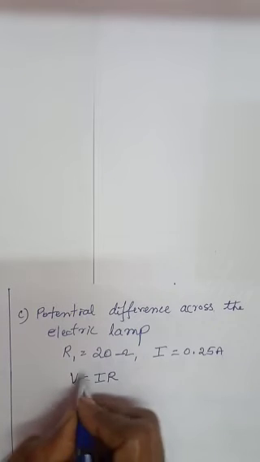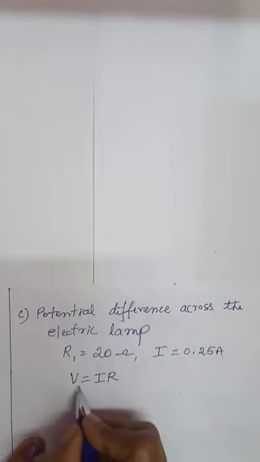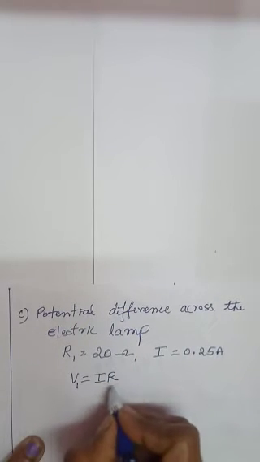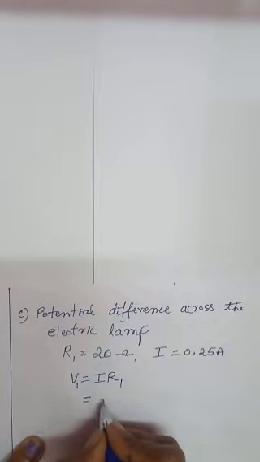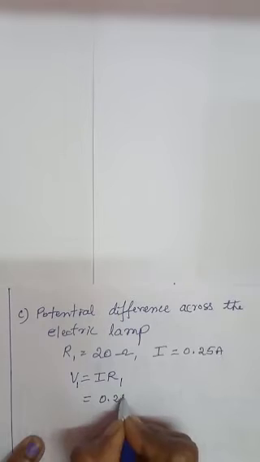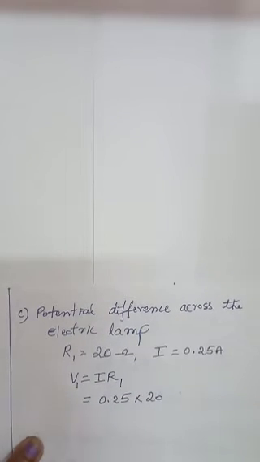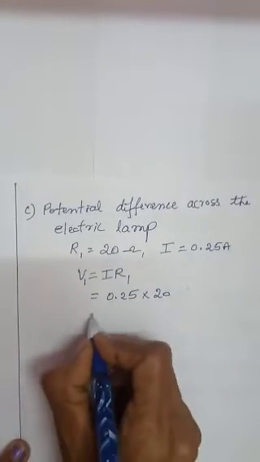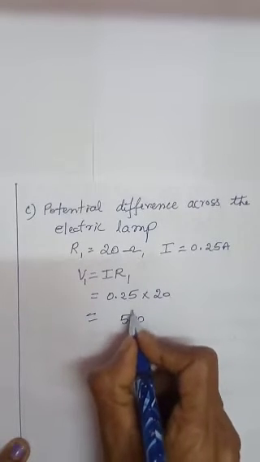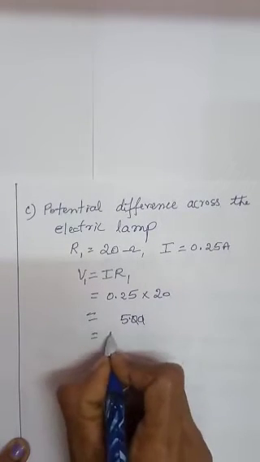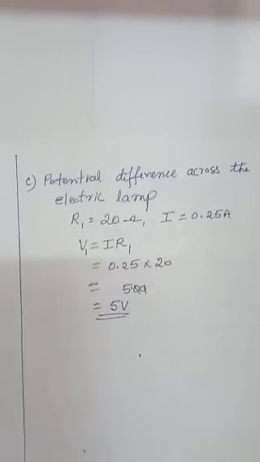So write it as, this is the potential difference of the first device. It is V1. V1 is equal to I into R1. I is 0.25 ampere. R1, the resistance of the electric lamp, is 20 ohm. Now simplify. 25 twos are 50. So here 2 digits after the decimal point, it is 5 volt. Potential difference across the electric lamp is 5 volt.